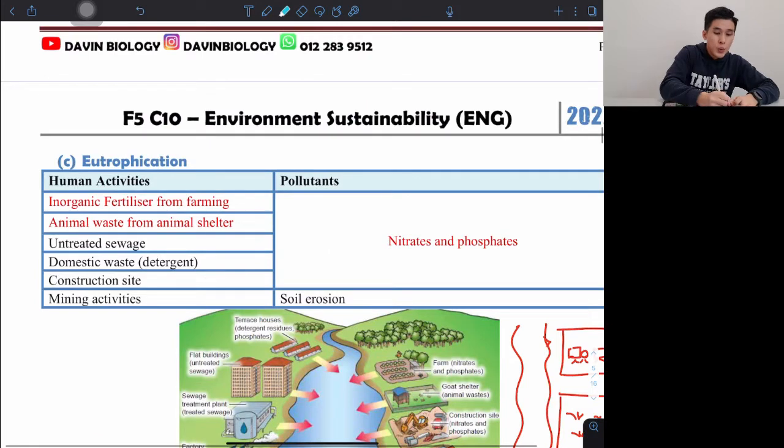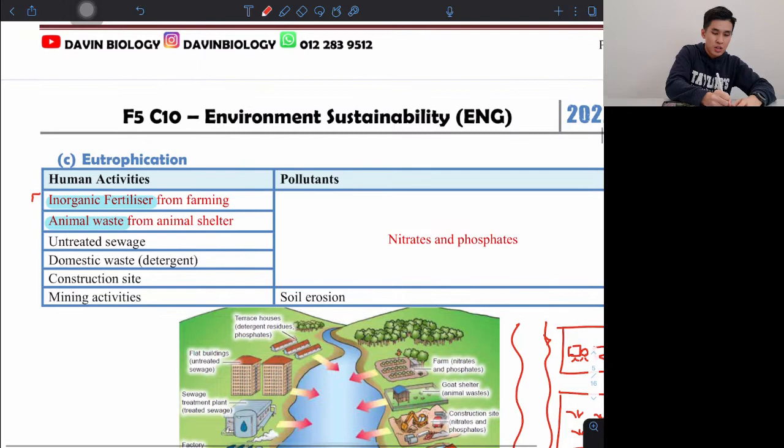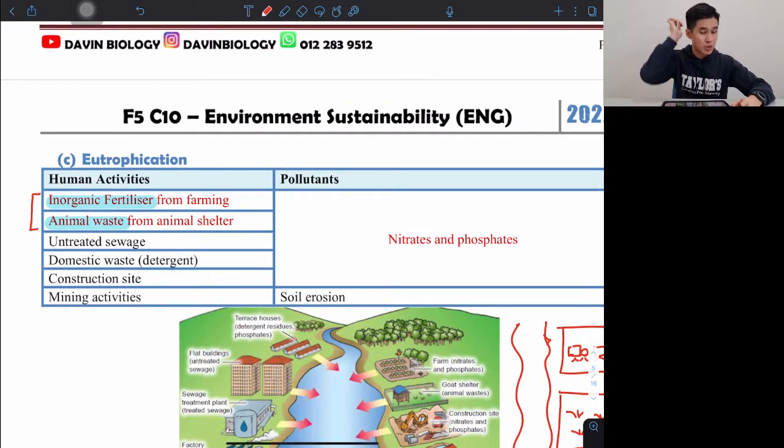farming will use inorganic fertilizers most of the time, like man-made chemical fertilizers, and animal shelters with animal waste. Now, these two are the most common human activities. The remaining ones I won't go through in this video; I'll just touch on these two. So these two things that I highlight, inorganic fertilizers and animal waste, have a lot of nitrates and phosphate. So these are the pollutants in the inorganic fertilizer and animal waste.